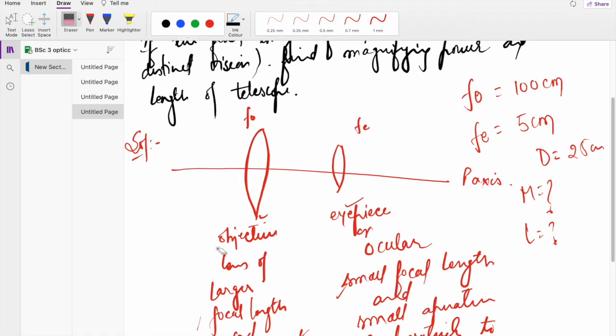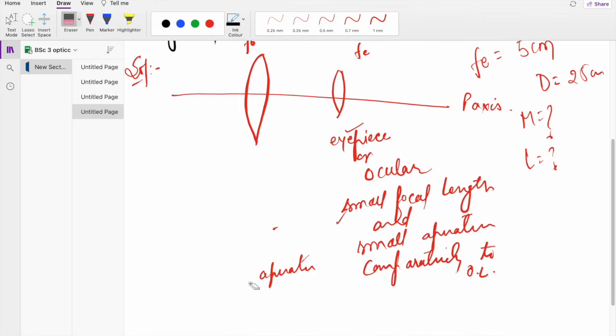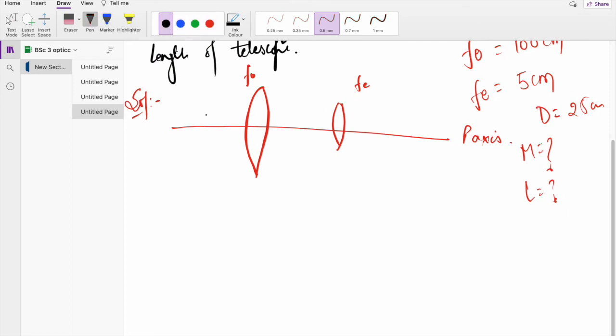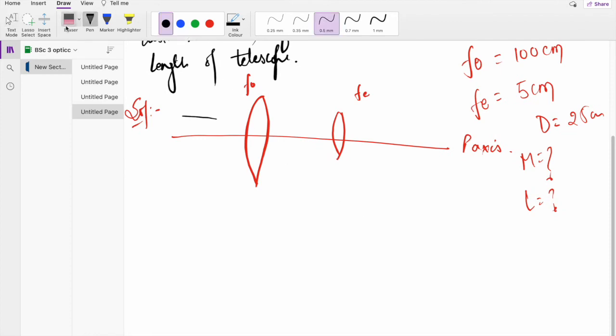All right, let me erase this. Let's make a ray diagram for an astronomical telescope, then we will know what is going on here. For an astronomical telescope, the object is at infinity, which means parallel rays will come at the objective lens and converge at its focal plane.